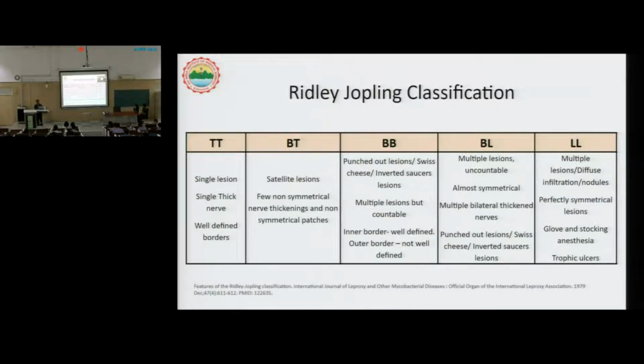Towards tuberculoid leprosy, the patient presents with a single lesion, a single thickened nerve, and the lesion will have well-defined borders. And towards lepromatous leprosy, the patient will have multiple skin lesions with multiple thickened nerves. The patient will also have glove and stocking anesthesia, similar to our patient.